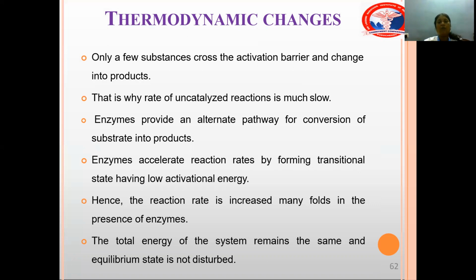Enzymes provide an alternate pathway for conversion of substrates into products. They accelerate the rate of the reaction by forming a transition state which has a lower activation energy or activation barrier as compared to the uncatalyzed reaction. Hence, the reaction rate is increased many-fold in the presence of enzyme. But the total energy remains the same and the equilibrium state is not disturbed.